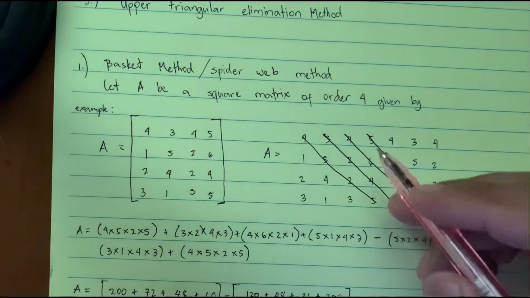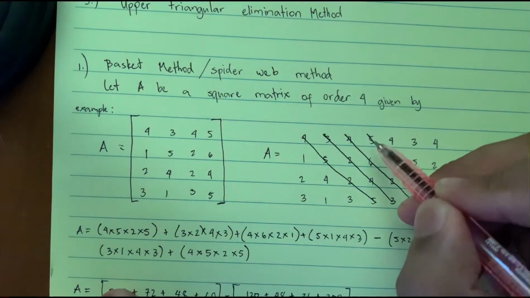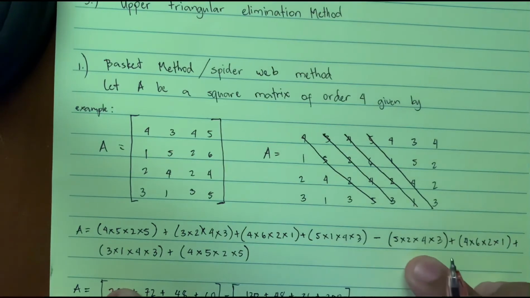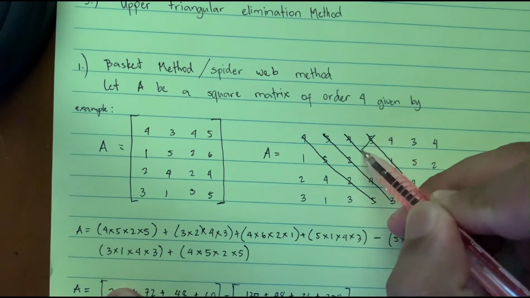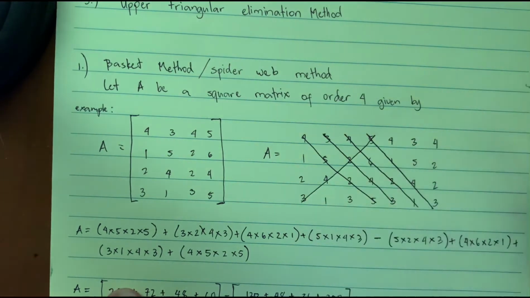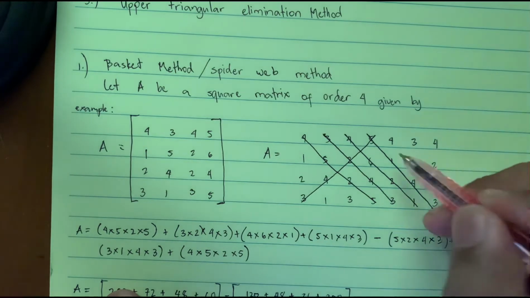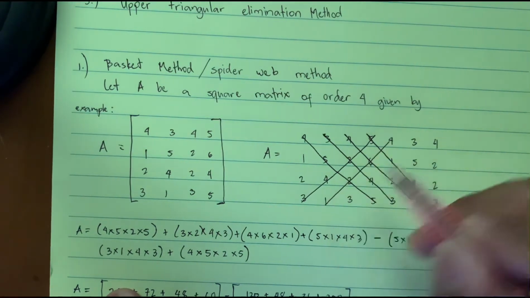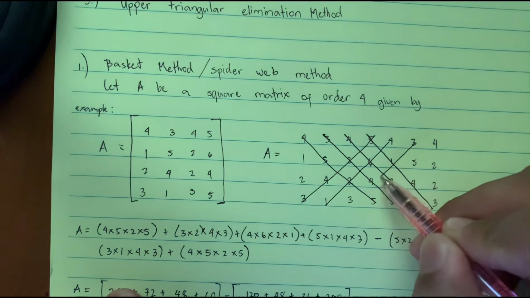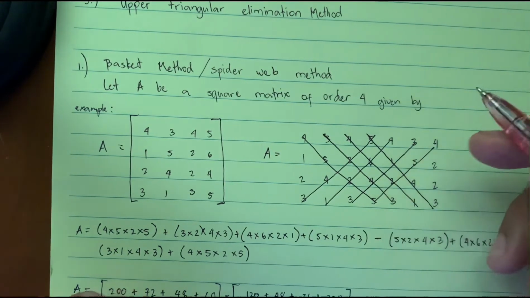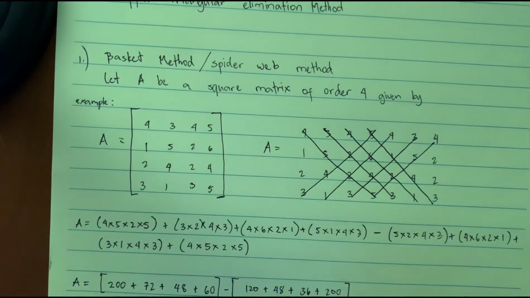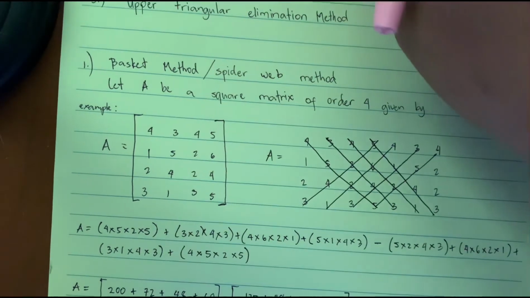Minus, kasi dito naman tayo sa kabilang diagonal, 5 times 2 times 4 times 3. 5, 4 times 6 times 2 times 1, 3 times 1 times 4 times 3, 4 times 5 times 2 times 4. Then pag nakuha na, multiply na natin, kuha na natin yung answer.